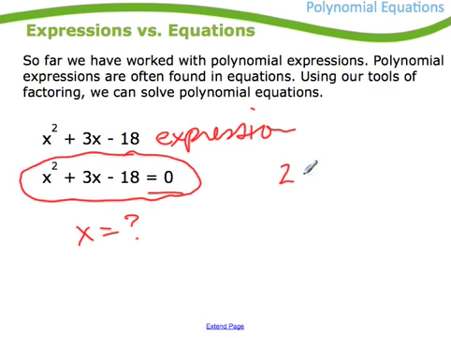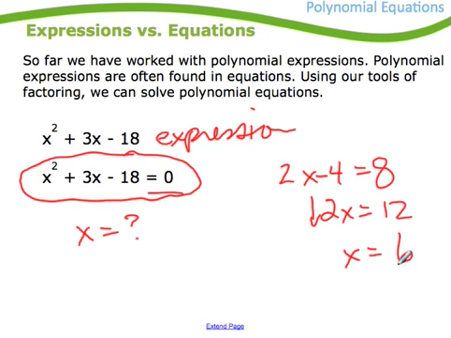Similarly to if I had 2x minus 4 equals 8 and I wanted to solve that, I'm looking for the value of x that would solve that equation. In this case, I'd move the 4 to the other side and add it, and then I'd divide both sides by 2 to come up with 6. So 6 is the value of x that makes this equation true. So here we want to do the same thing. We want to find the values of x that will make this equation true.